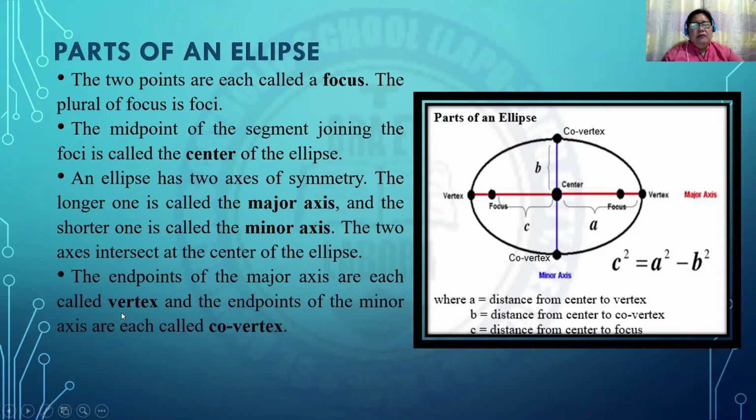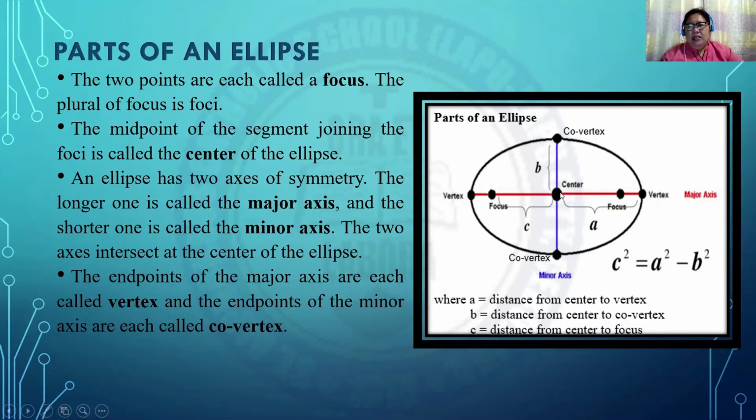The endpoints of the major axis are each called vertex, and the endpoints of the minor axis are each called co-vertex. This endpoint of the major axis and another endpoint, they're what we call the vertices. And the endpoints of the minor axis, this is the first co-vertex and another co-vertex.